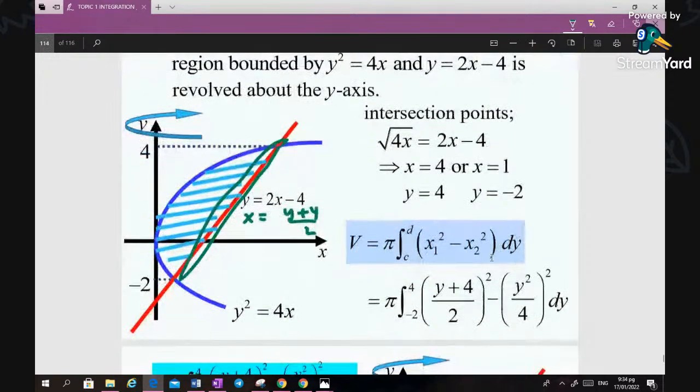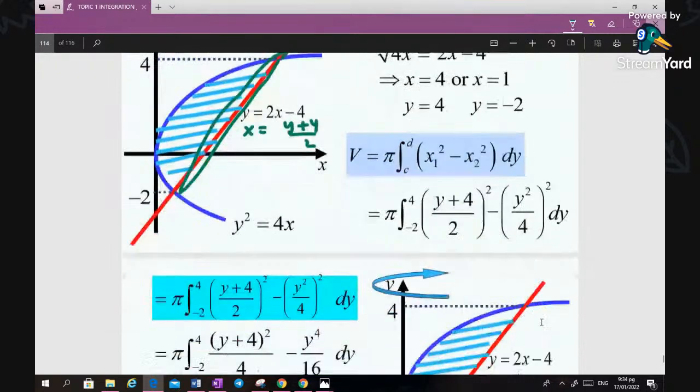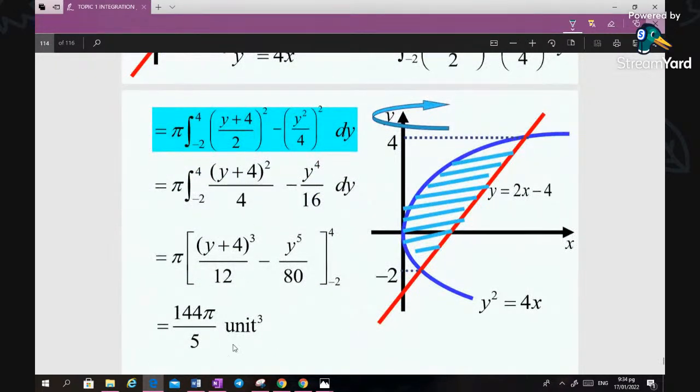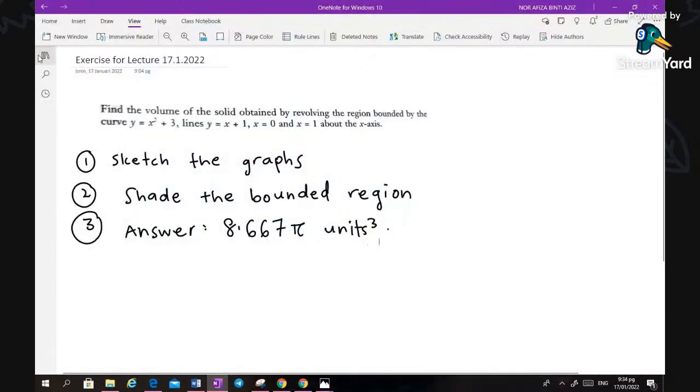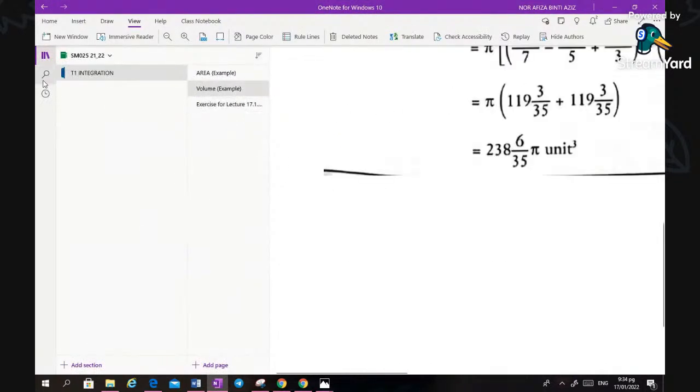Okay, and then we substitute into the formula. Yang paling kanan sekali adalah ni. So kita kuasa 2 kan. Dan kita akan tolak dengan yang lebih kiri lah. Okay. And then untuk jawab ni just guna rule yang biasa lah. Okay. So I want to show you one more example before exercise.